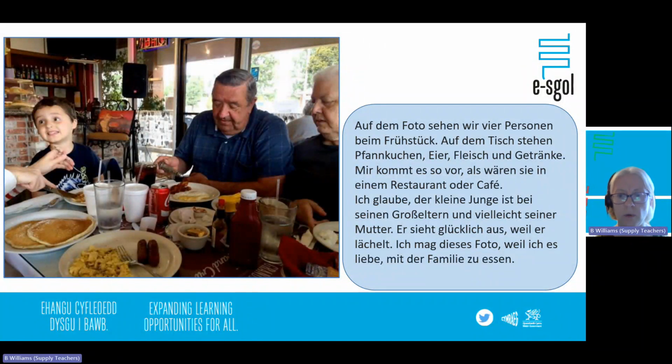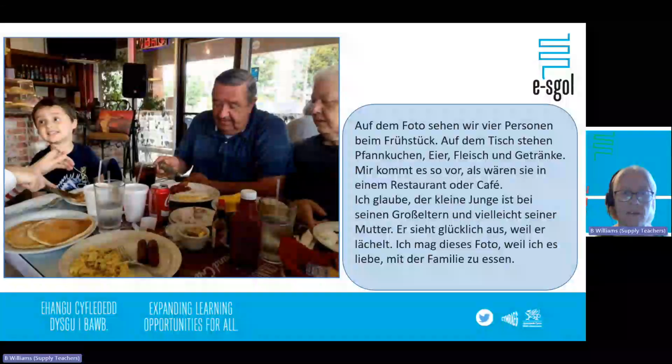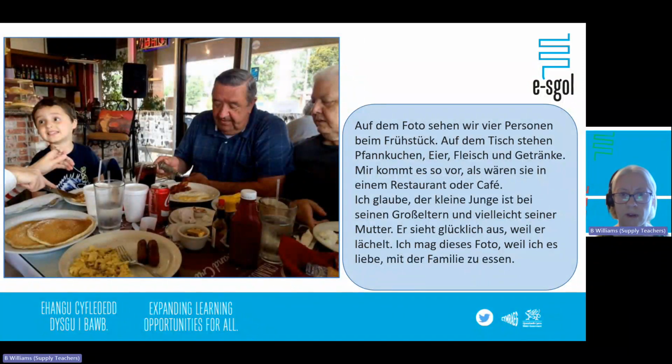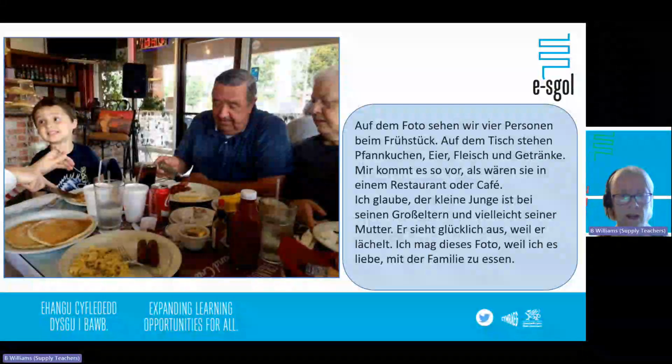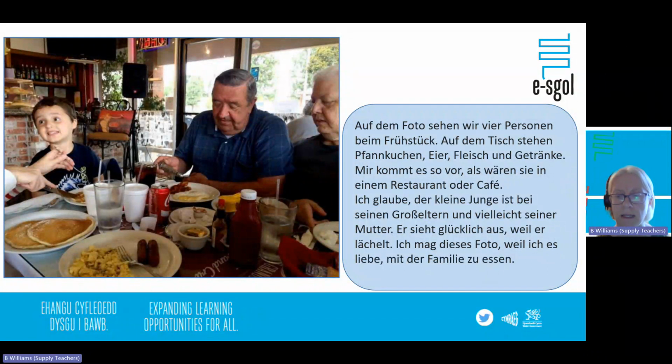Then you would add in, where do you think it's happening? What exactly is happening in the picture? Okay, so let's read through what the example answer is here. So it says, auf dem Foto sehen wir 4 Personen beim Frühstück, so breakfast. Auf dem Tisch stehen Pfannkuchen, Eier, Fleisch und Getränke. Mir kommt es so vor, als wären Sie in einem Restaurant oder Café. Ich glaube, der kleine Junge ist bei seinen Großeltern und vielleicht seine Mutter. Er sieht glücklich aus, weil er lächelt. Ich mag dieses Foto, weil ich es liebe, mit der Familie zu essen.